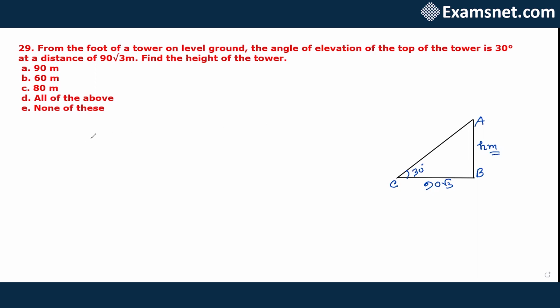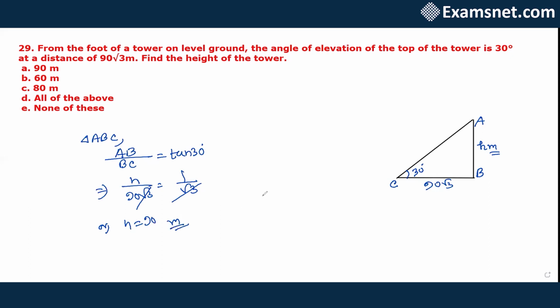Let us consider the triangle ABC. Here we can write AB by BC equals tan 30 degrees. Let's put all those values. H by 90 root 3 equals 1 by root 3. Both root 3 got cancelled, and here H equals 90 meters. So the height of the tower is 90 meters. Option A is the correct answer.